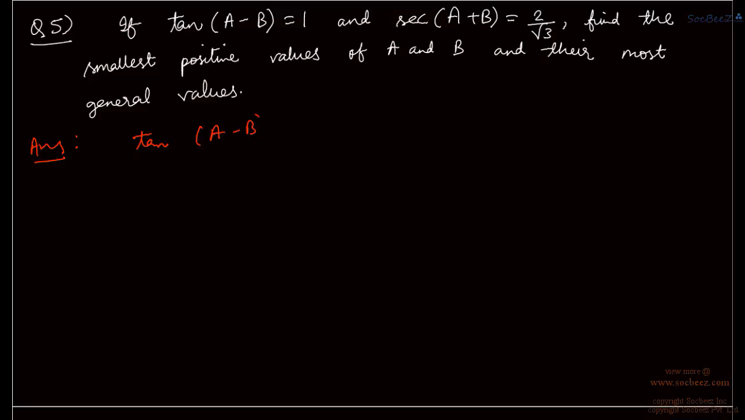Now tan of a minus b equal to 1. Now that is nothing but tan of pi by 4, right? So a minus b can be written as n pi plus pi by 4.